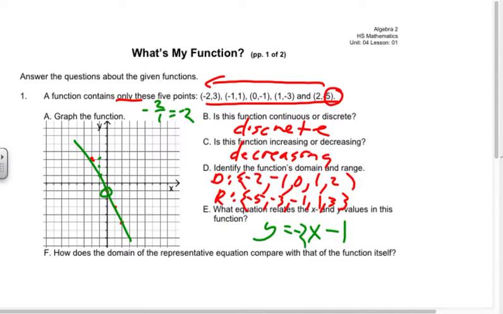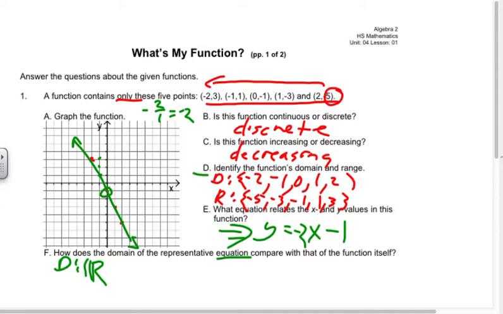Okay, so what's the domain of, when they say representative equation, they're talking about this thing right here. So the domain of my line is all real numbers. We know that because it keeps going on and on forever.